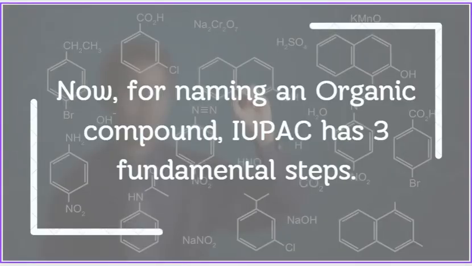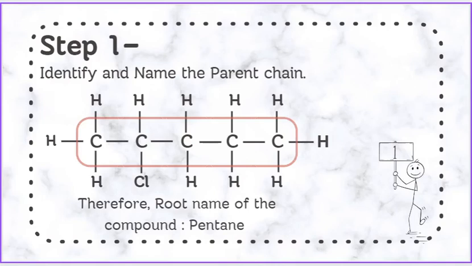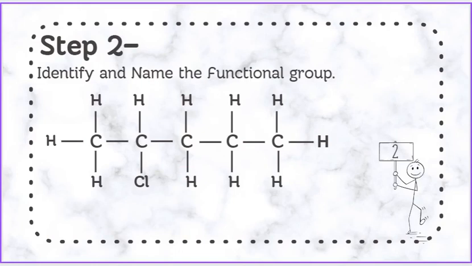So now we come to how to name a given carbon compound according to IUPAC. For this, there are 3 main steps. First is to identify the longest straight carbon chain and name it according to the root name for the same. Here in the given example, there are 5 carbons in a chain and hence the use of pentane. Next, the second step would be to identify and name the functional group, if any, present in the chain. Here, the functional group, as you can see on the second carbon atom, is chlorine, and therefore it will be written as chloro.